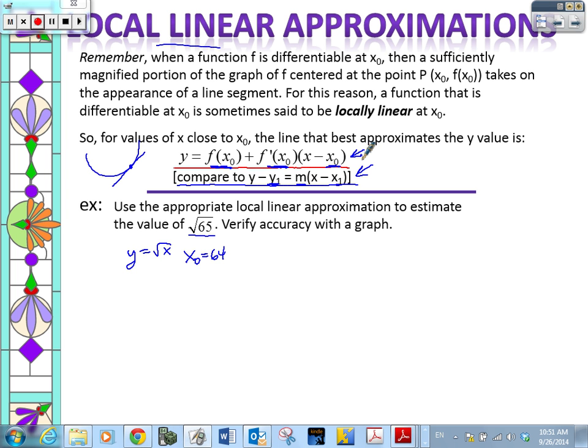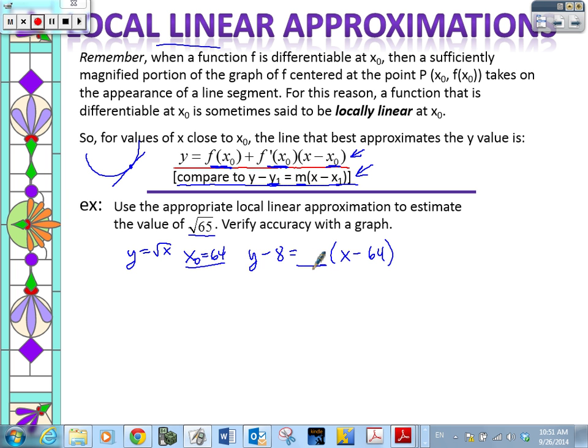We have the x-coordinate of our point. We just need the y-coordinate. In order to find the y-coordinate, we would just substitute into our equation, right? We get our y-coordinate, so square root of 64. So it would be 8. y minus 8 equals, and then we're going to skip that for a second, x minus x1.